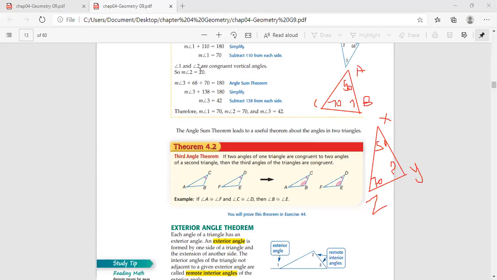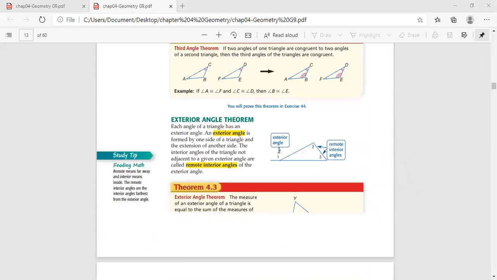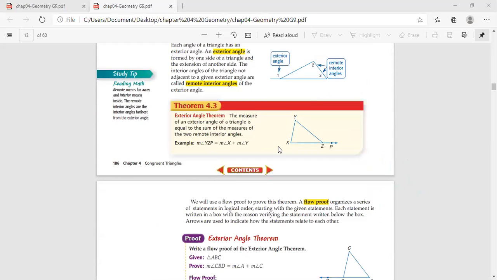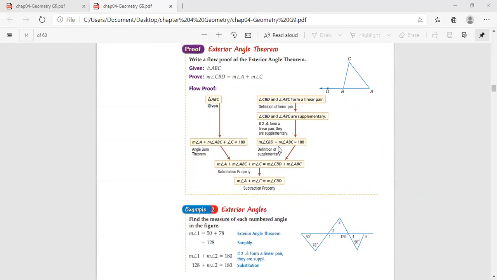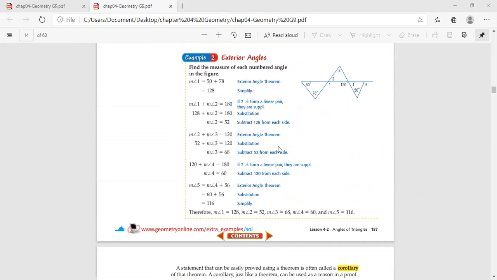If two angles in the first triangle equal the measure of two angles in the second triangle, then the third angle should be the same. Understood? And we explained the exterior angle, and we said that the measure of the exterior angle should be equal to the sum of the non-adjacent interior angles.